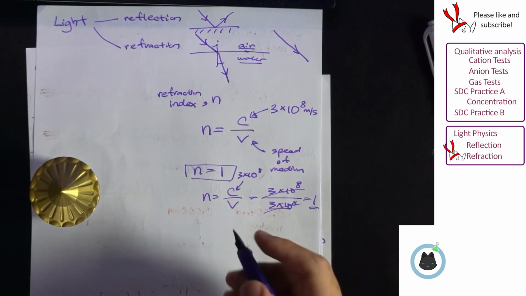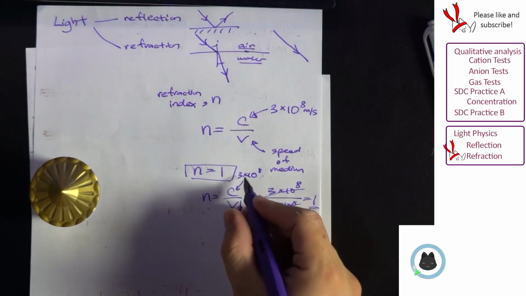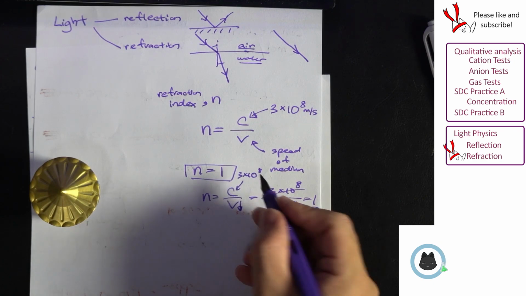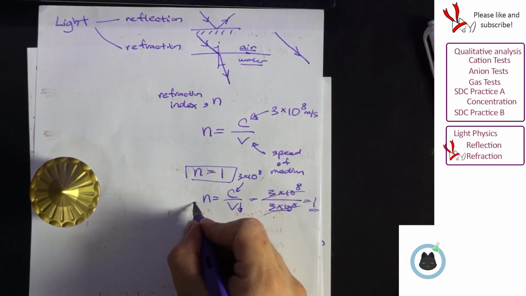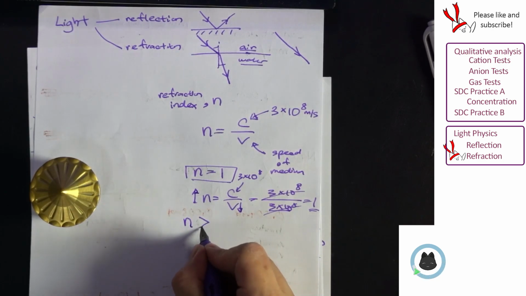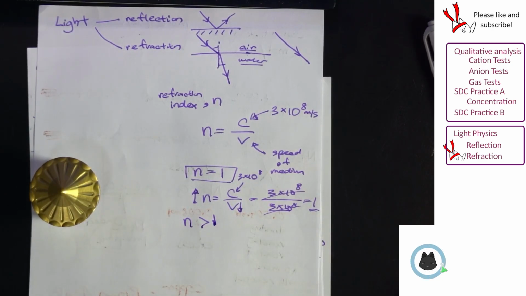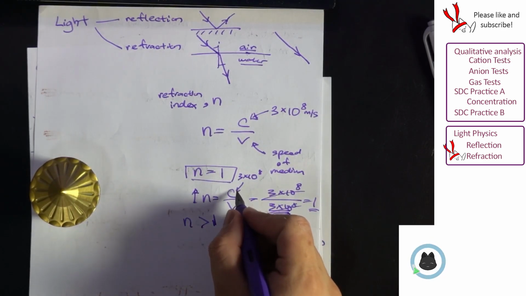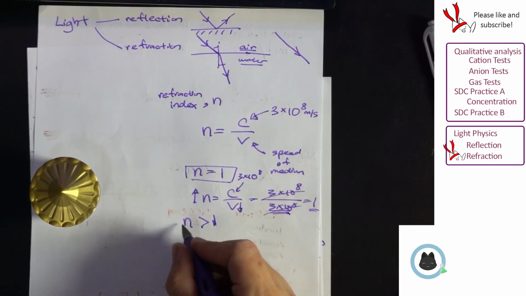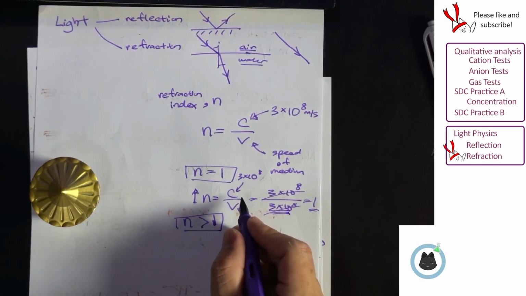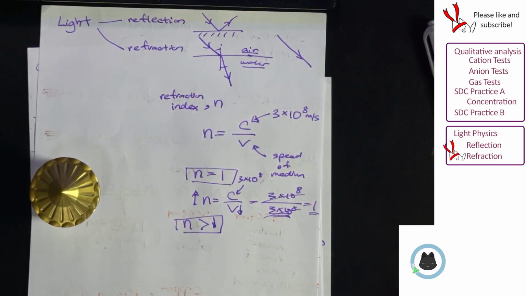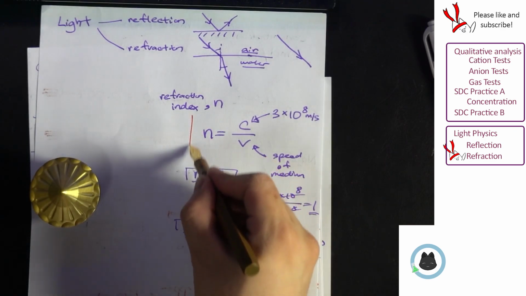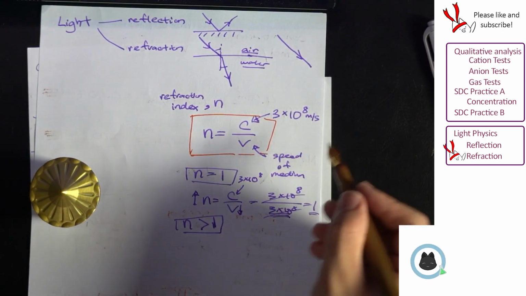So that means v will always be a smaller number than the one on top. Then as the number here becomes smaller, n will be bigger. So n will always be larger than 1, because when n equals 1, you travel at the speed of light. So this divided by a smaller number, n will always be bigger than 1. The bigger the refractive index, the smaller the speed it actually travels. So this is your first equation and you need to be familiar with it.